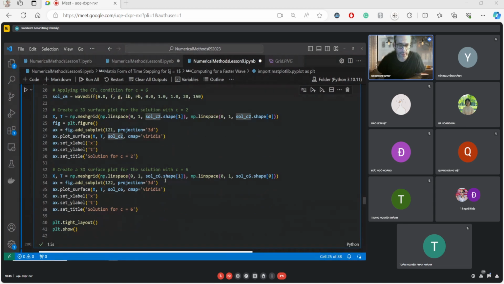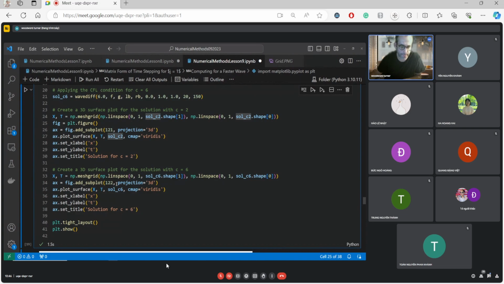Okay, so now we can do a little bit of computing for a faster wave, right? So let's do c equals 2, and we'll compute the solution using the wave diff function that we talked about before. So remember that had 2 as our c.